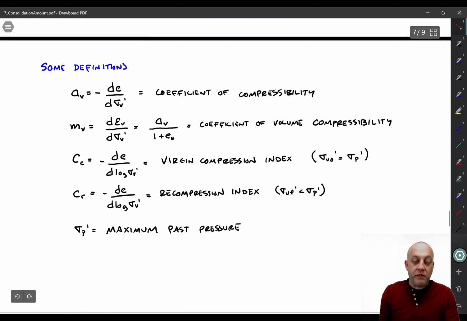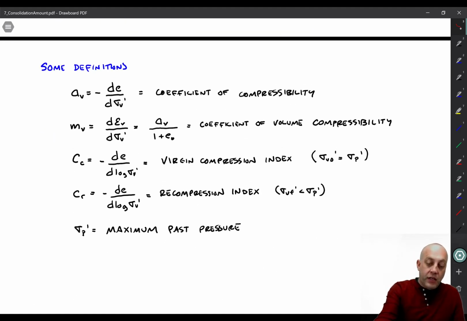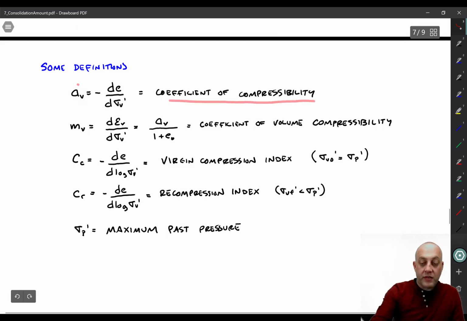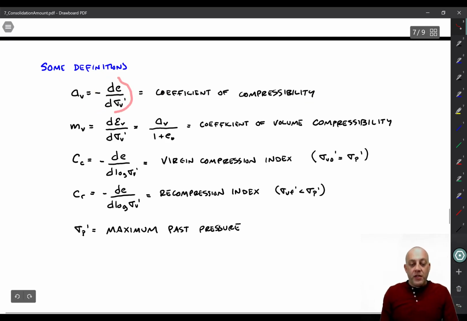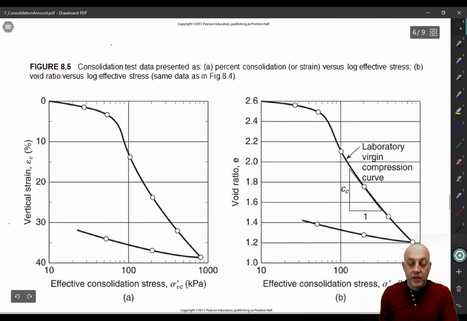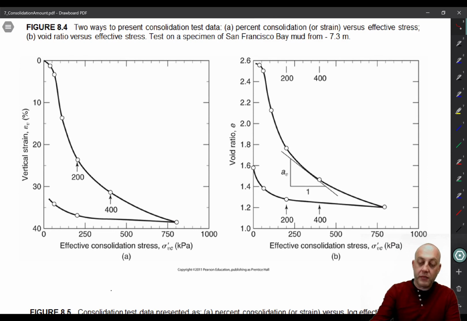So let's talk about some definitions. First of all, there's A sub v, the coefficient of compressibility, and that's defined as minus dE over d sigma v prime. So let's come back up to this one. Notice that we're plotting void ratio versus effective consolidation stress. So we can get A sub v from this plot. It is simply the tangent slope of this line at any point.